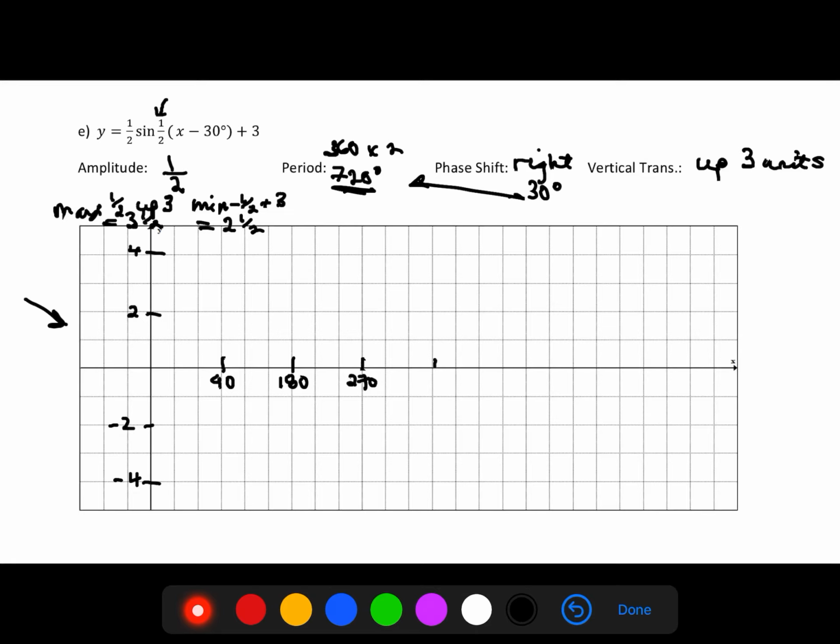And actually we want to go to at least 750 because we're going to add 30 here. So we want to make sure that we're going to have enough space. We're going to have just enough.